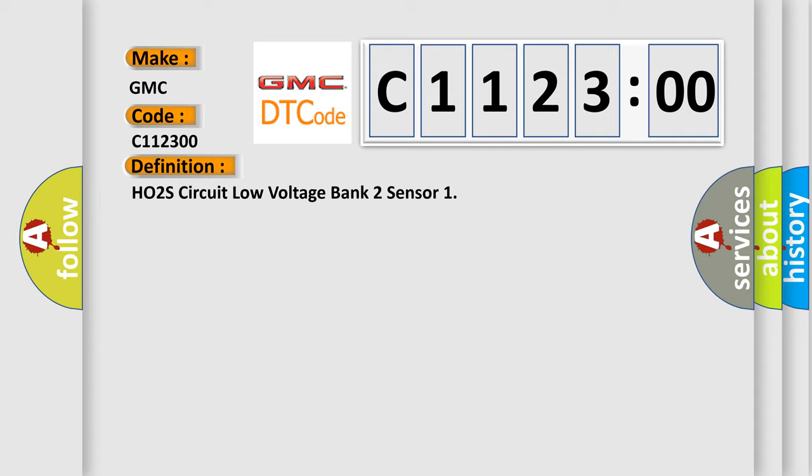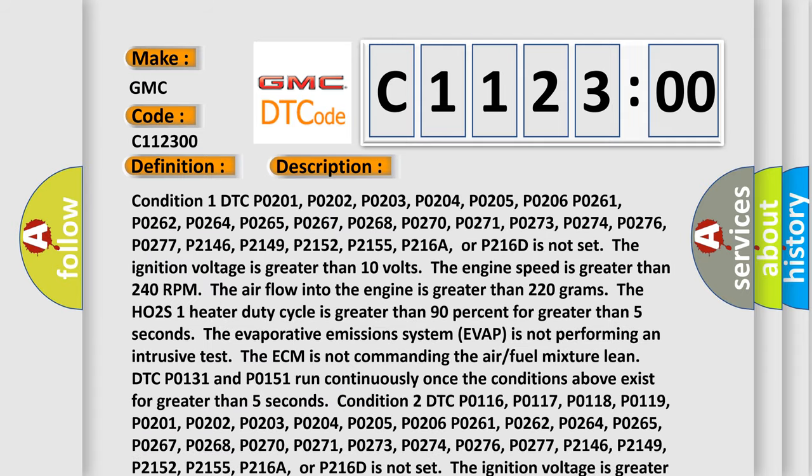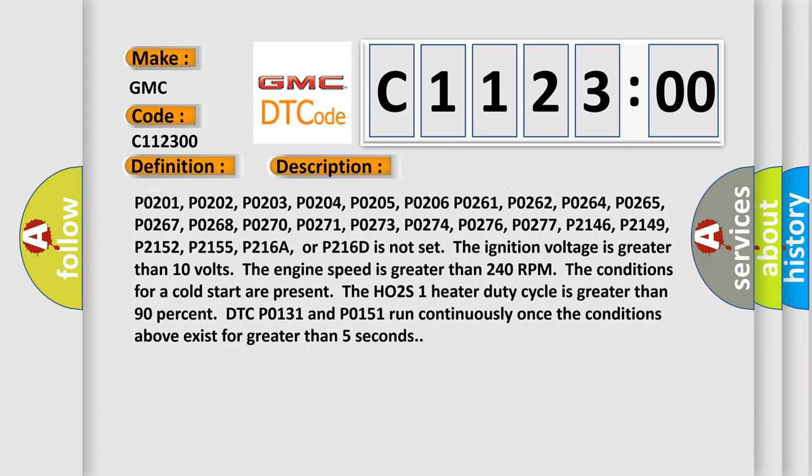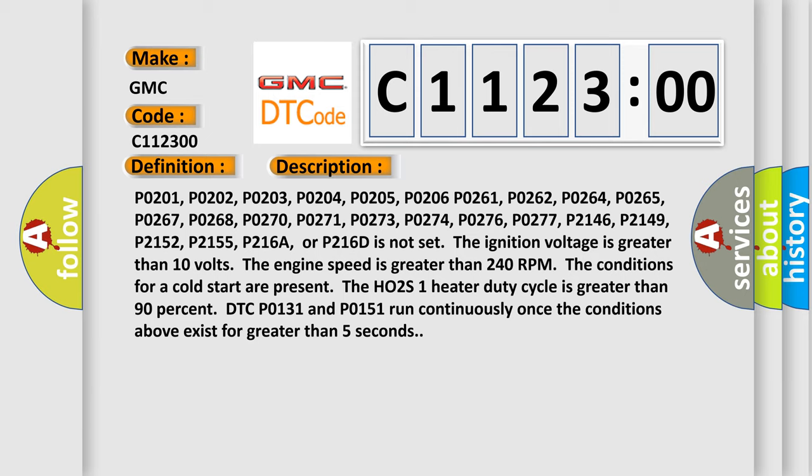Condition 2: DTC P0116, P0117, P0118, P0119, P0201, P0202, P0203, P0204, P0205, P0206, P0261, P0262, P0264, P0265, P0267, P0268, P0270, P0271, P0273, P0274, P0276, P0277, P2146, P2149, P2152, P2155, P216A or P216D is not set. The ignition voltage is greater than 10 volts. The engine speed is greater than 240 RPM. The conditions for a cold start are present. The HO2S1 heater duty cycle is greater than 90%. DTC P0131 and P0151 run continuously once the conditions above exist for greater than 5 seconds.